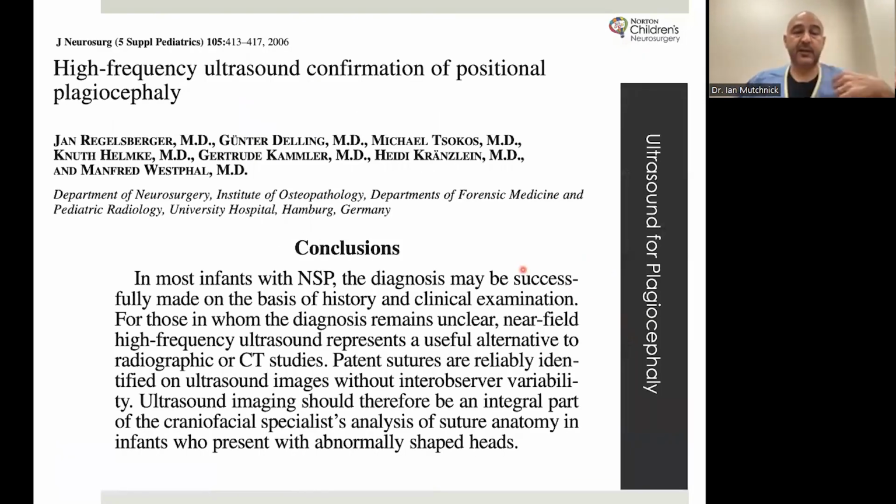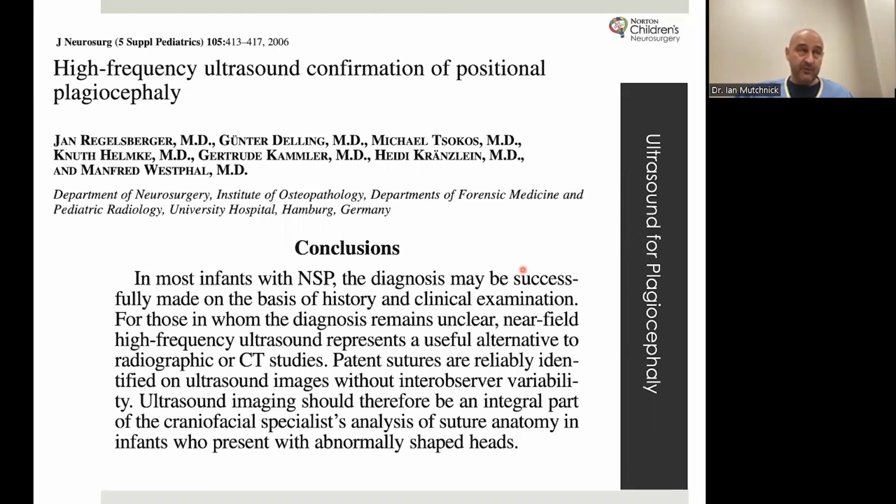So a lot of people, when I tell them about ultrasound for plagiocephaly, they seem surprised. So it is something that's been vetted. It is the case that patent sutures are reliably identified on ultrasound images without inter-observer variability. In my experience over the past 10 years, it's been very helpful in avoiding radiation.